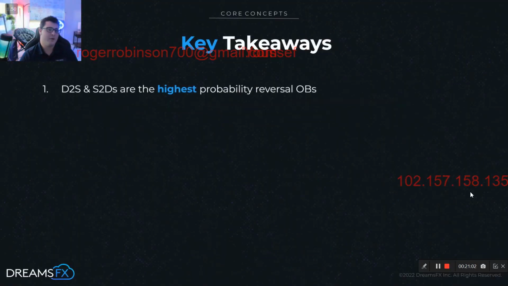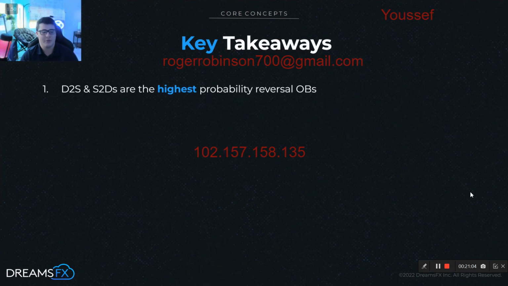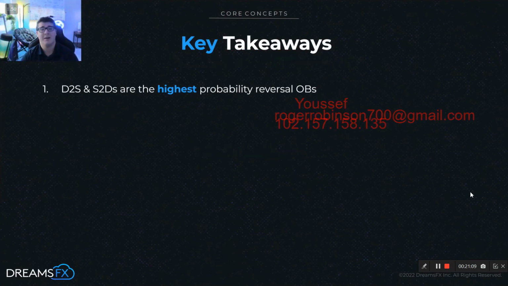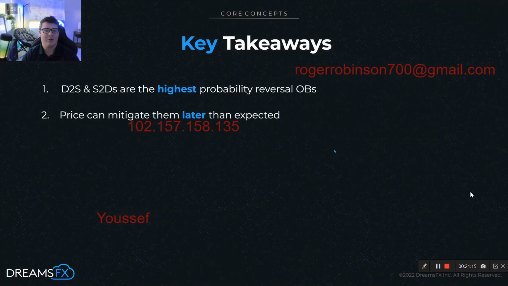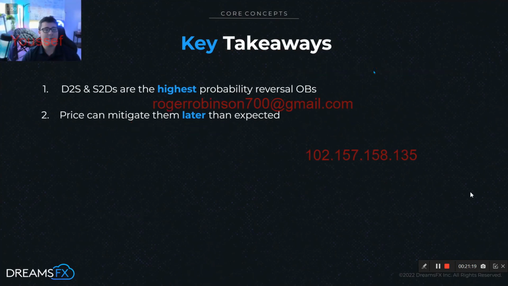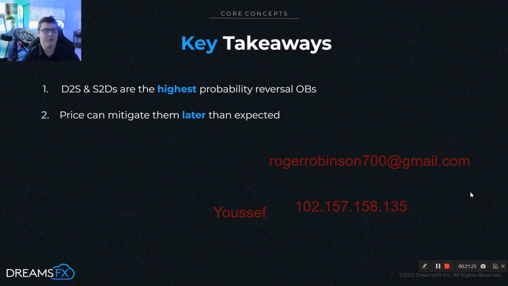Our key takeaways: 1, D2S and S2D decisionals are the highest probability reversal order blocks. As you can see, when price mitigates these, they will oftentimes just run away. But as we've also noticed, they can come back and mitigate later than expected. What we can expect is maybe we have an order block that's mitigated and it missed our D2S. Do not worry. If that happens, that's just further confirmation that later on our D2S will still come back to get mitigated. So don't chase a trade because you feel like you identified the wrong order block.